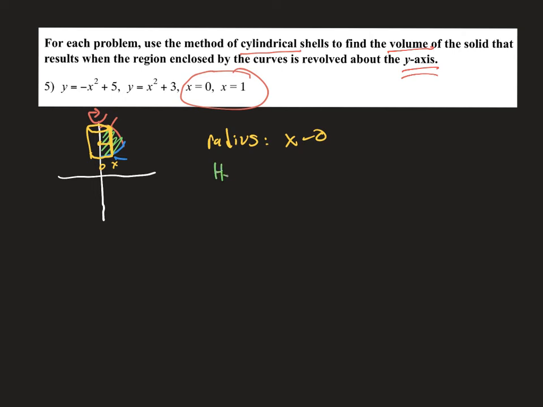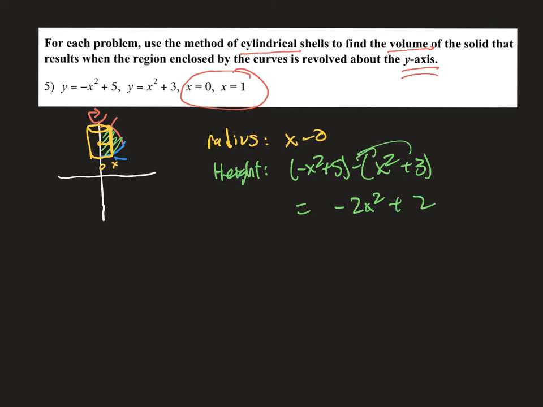The height is top minus bottom. So I'll put that here. The height is going to be the top one, which is negative x squared plus 5, minus the bottom one, which is x squared plus 3. And that simplifies to negative 2x squared plus 2, right? Because I got to distribute this negative sign. So when I write this integral out, I'm going to integrate from 0 to 1. When we do the cylindrical shells method, it's 2 pi times the shell radius times the shell height.